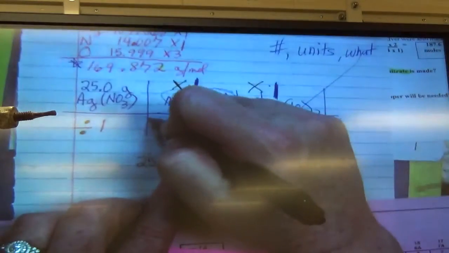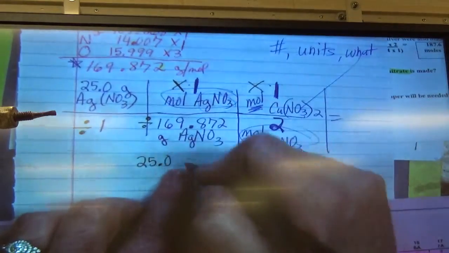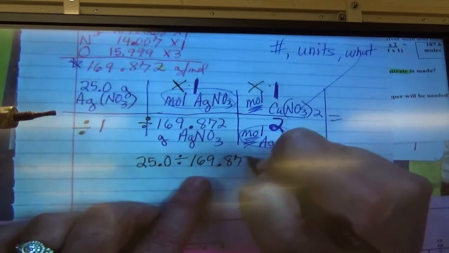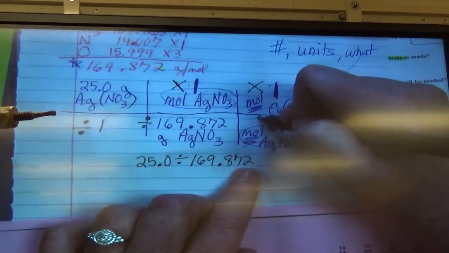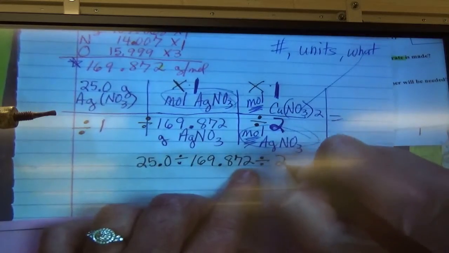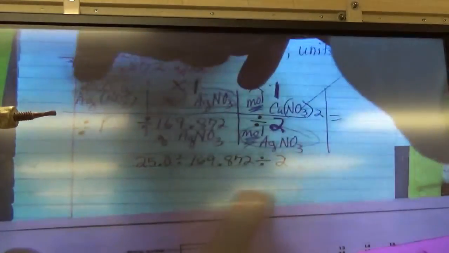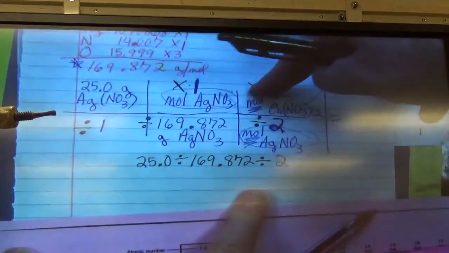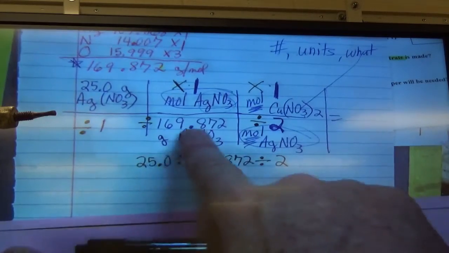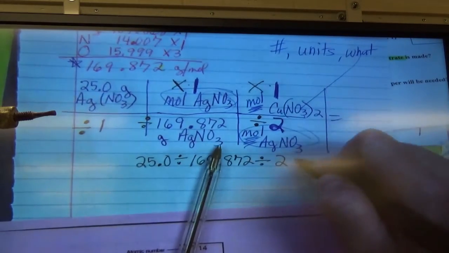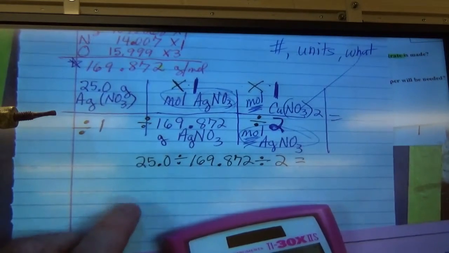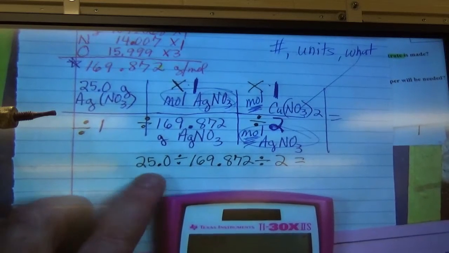Okay, so finally we get to something else. Wait, hold on. We have divide by 169.872. And then also notice down here, I also have a 2. So we'll also divide by 2. Just read it straight across. 25 times 1 times 1, divide by 1, divide by 169.872, divide by 2. Just go straight across and put your finger on it so you don't skip anything. That's a good thing. I do that all the time.